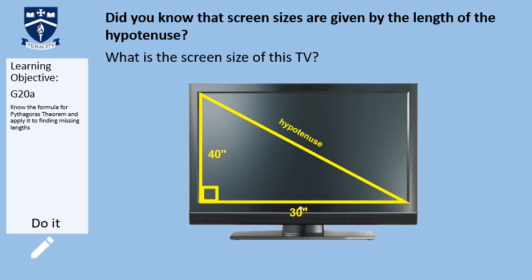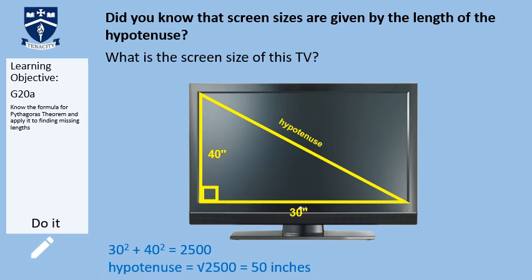When we refer to screen sizes, we're actually referring to the length of the diagonal of the screen, which, if we're looking at that as a triangle, would be our hypotenuse. Press pause and then press play, and work on the question in your books, and press play when you're ready to mark. And here we can see the answer is 50 inches, so often they're still done in imperial units.